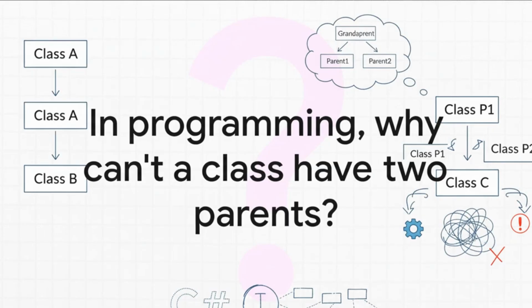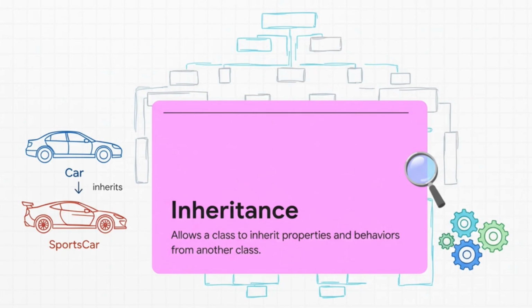So here's a fundamental question in object-oriented programming. Why is it that a class can only have one parent? In C#, you just can't inherit from 2 or 3 different classes. Now, that might seem like a weird limitation at first, but trust me, there's a very specific and very good reason for it. And to really get that reason, we need a quick refresher on inheritance.